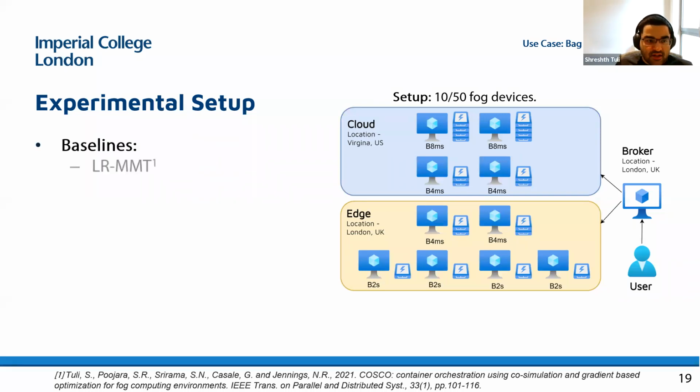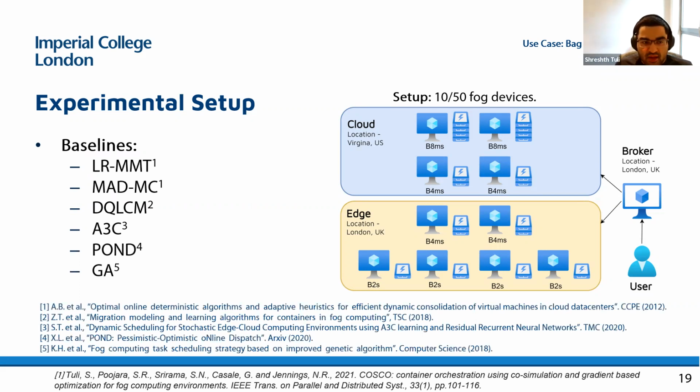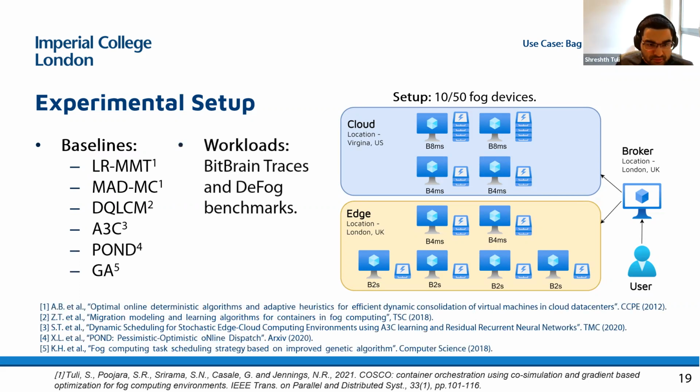For our baselines, we consider 2 heuristic based approaches, LRMMT and MADMC, 2 reinforcement learning models, which are the deep Q learning method and the asynchronous advantage actor critic method, and a max weight based scheduler and a genetic algorithm policy. And for the simulated environment, the workloads we consider are workload traces generated from real world BitBrain datasets. And for the experiments, we use the popular DFOG benchmarking suite.